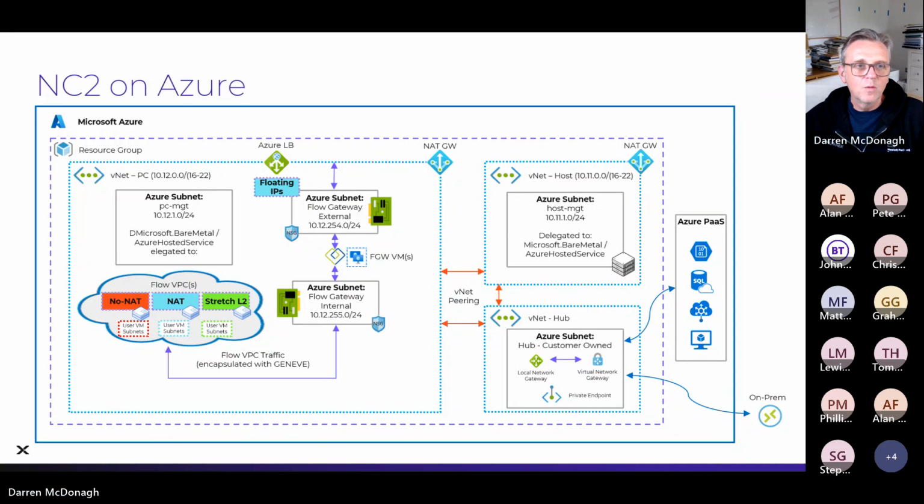When we deploy, two VNets are deployed. One has our virtualization hosts in it, an Azure native subnet that's delegated to a service, and that's where our virtualization hosts live. We then have another VNet, where we deploy our Prism environment, our management console, and where our virtual machines would live.